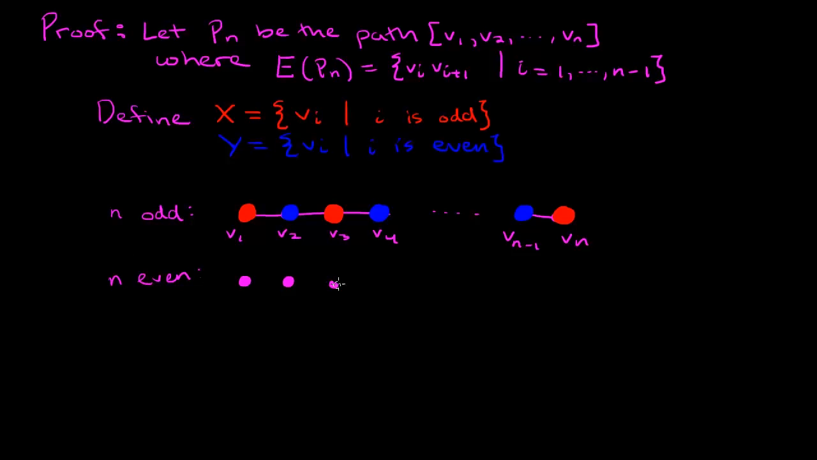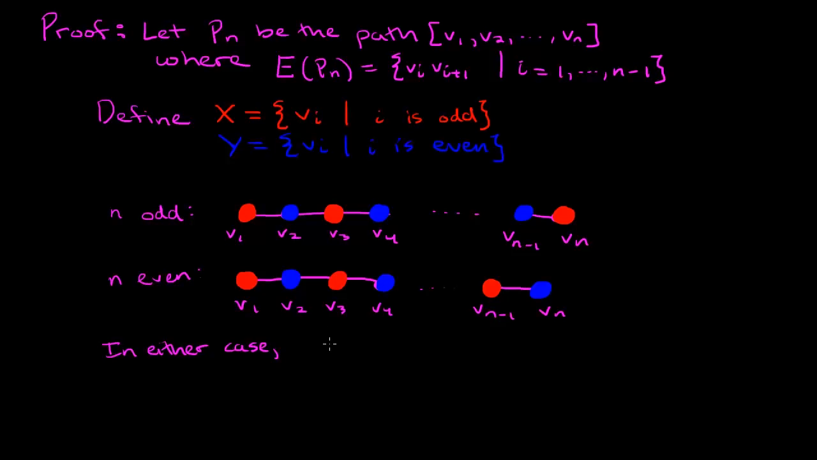Similarly, if n is even, we draw out our path with vertices V1, V2, V3, V4, all the way up to Vn minus 1 and Vn. And again, we look at what vertices belong to set X, which are V1, V3, all the odd ones. In this case, Vn minus 1 has an odd subscript, so that belongs to the set X. And now we put the rest of them into the set Y: V2, V4, all the way up to Vn.